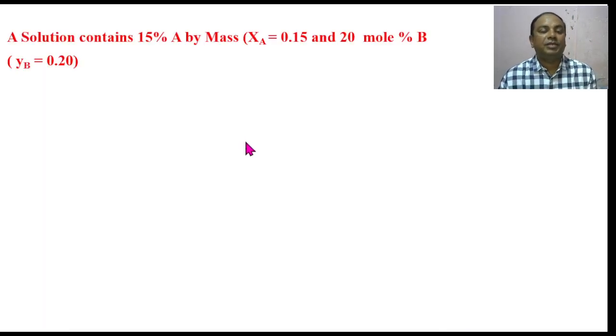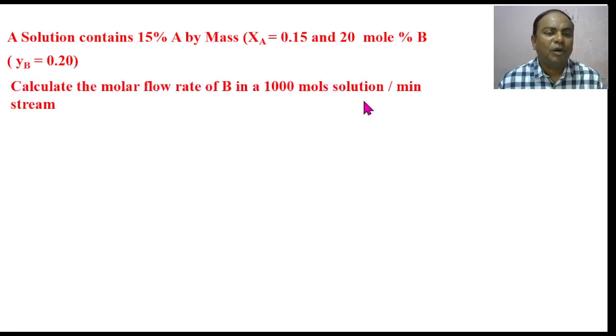Now the next problem is, a solution contains 15% A by mass. Okay, 15% A by mass is given as XA, that is the mass fraction. Okay, the mass fraction of the constituent A is given, and 20 mole percent B, that is the mole percent of constituent B, is given. What has been asked? It has been asked to calculate the molar flow rate of B.